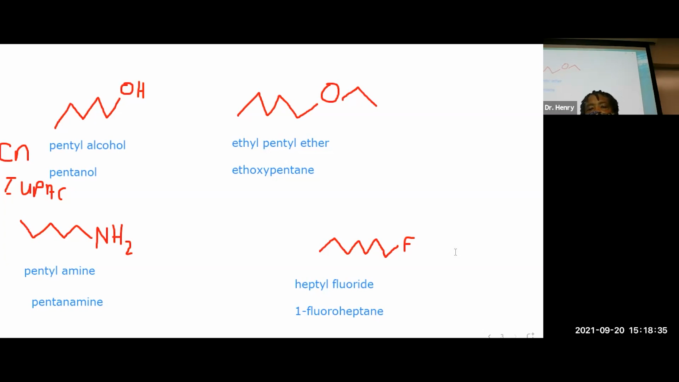The common name often will put the -yl and then alcohol, right? So it puts the name on it. Like for instance, this is an amine, right? It's just -yl amine. -yl alcohol. -yl ether. Where the IUPAC name incorporates it. Pentanol. Ethoxypentane. Pentaneamine. Fluoroheptane. Do you see the difference? So you'll have these subgroups instead of just going back to the -yl. The -yl is for everything in the common name.